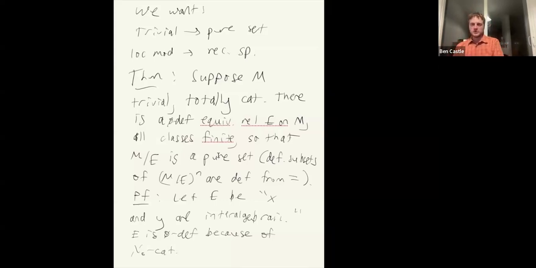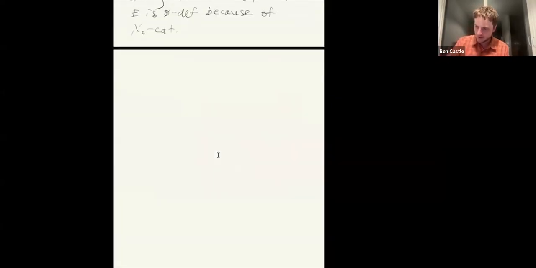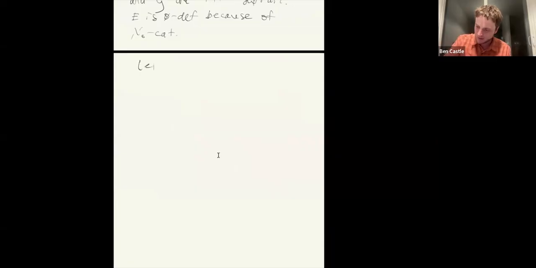If you don't assume Aleph zero categoricity, you still look at M mod E. It's just that M mod E is not definable anymore. It's the associated geometry. You have to make sense of that. Okay, so we show that M mod E is a pure set. So let X be in (M mod E)^n.